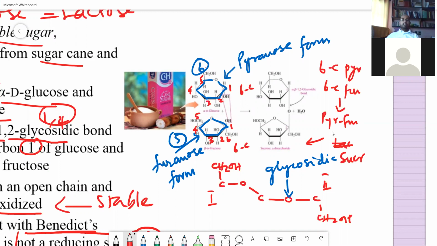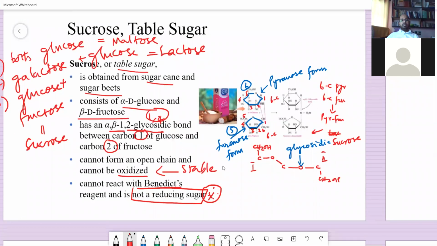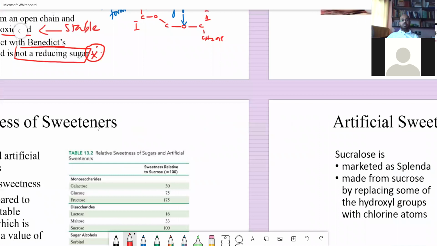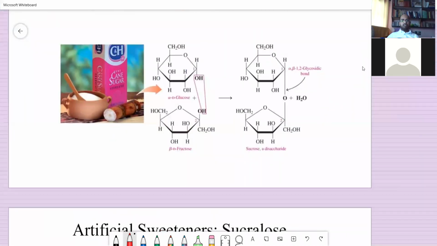Okay. So that is the structure of glucose as written in our structure. I have already told you how the structure is written, so you have to be very careful in writing the structure. So this is the sucrose structure in detail.